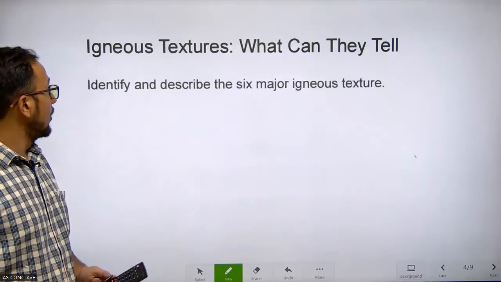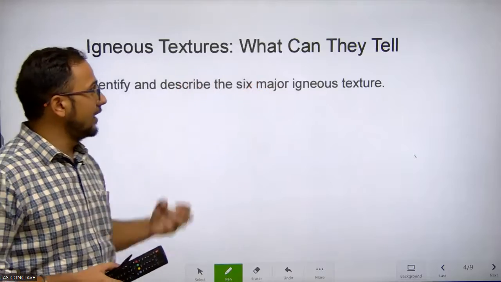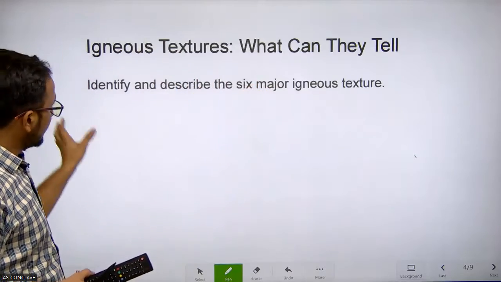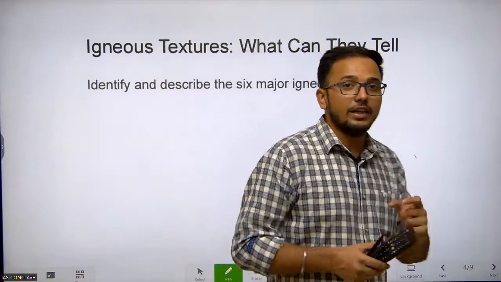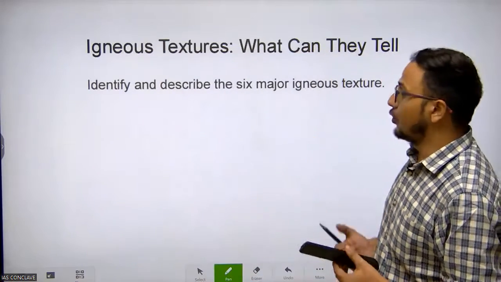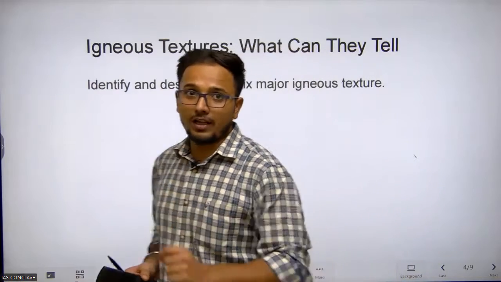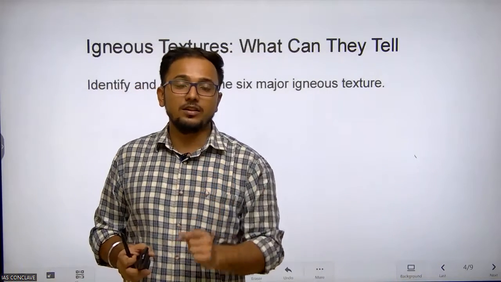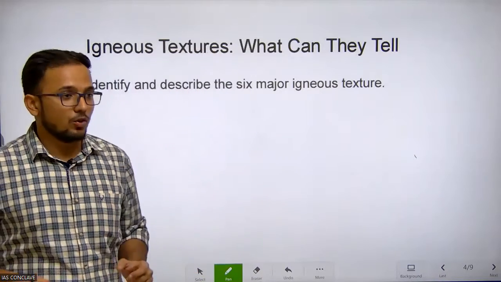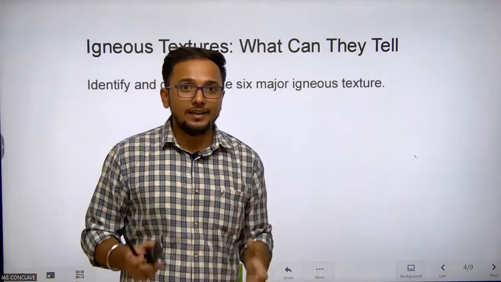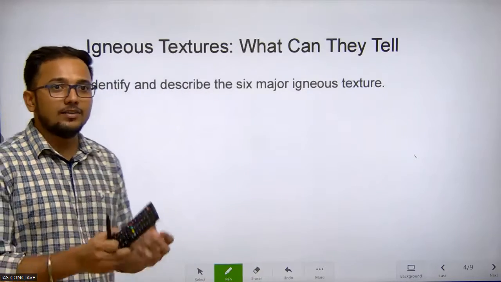Now look at the igneous texture. In this session we will cover igneous textures. What can they tell us? To understand the igneous textures, we will cover this question: identify and describe the 6 major igneous textures. This can be asked in the UPSC exam as well, because in 2022 UPSC Mains one question asked: Discuss the characteristics and types of the primary rocks. So what are the primary rocks? Primary rocks are the igneous rocks. So they can also ask about igneous texture. This is a very important and very interesting session.